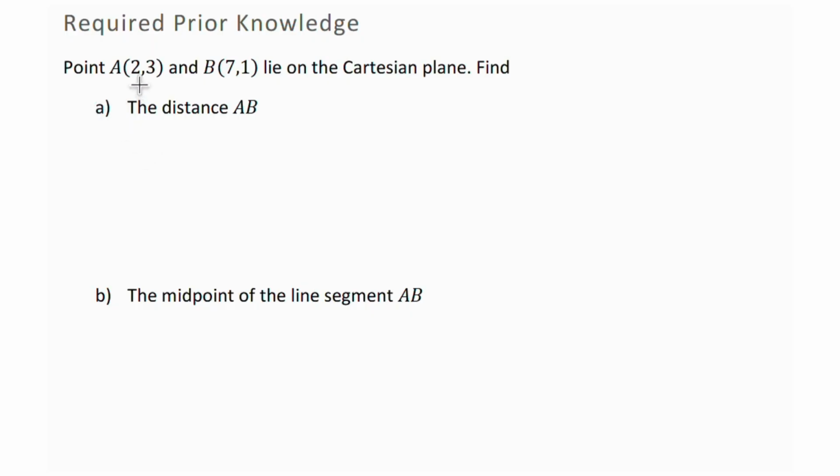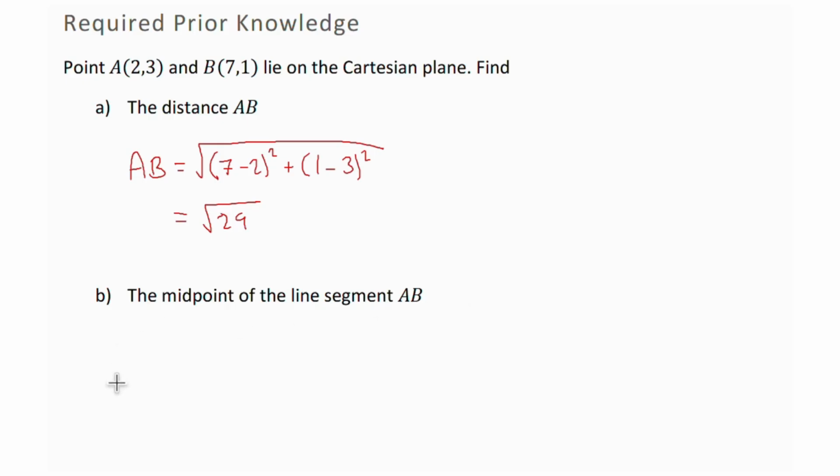Point A with coordinates (2, 3) and B with coordinates (7, 1) lie on the Cartesian plane. That means they lie on the xy axes. Find the distance AB. First of all, using the distance formula, this is equal to the square root of (x2 minus x1) squared, so (7 minus 2) squared, plus (y2 minus y1) squared. Substituting all that in and putting it into our calculator, we get the square root of 29 as the distance AB.